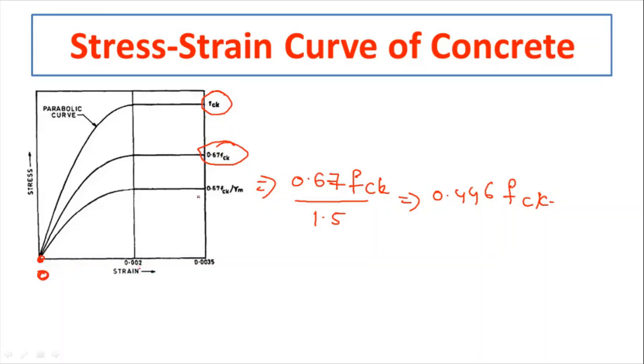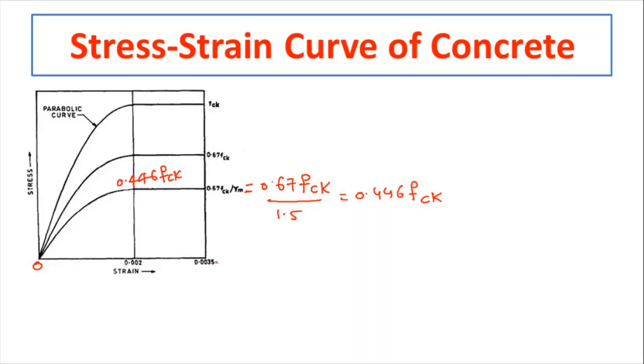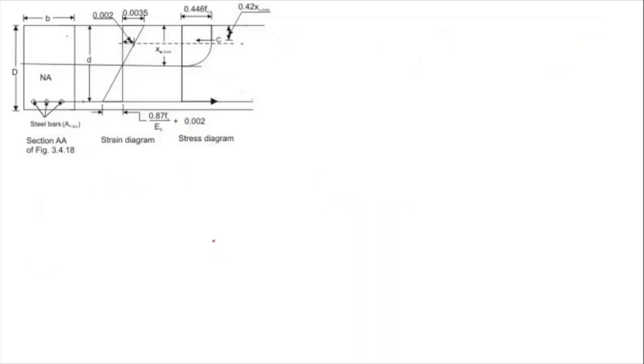At the strain of 0.002, the stress is 0.446 FCK. And at this point also stress is 0.446 FCK. Okay, so this is the stress strain curve. Now if you see the beam here, at the extreme compression fiber, at failure, what is the strain? 0.0035. Whatever the depth of the neutral axis is, we denote with XU generally. The depth of the neutral axis is XU.